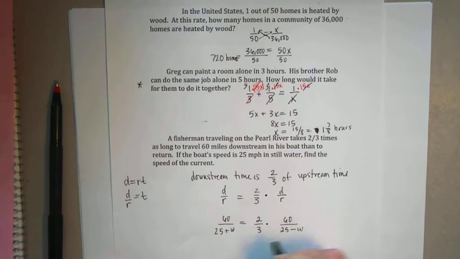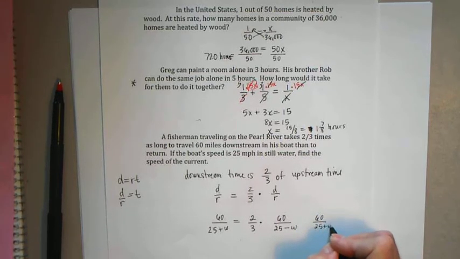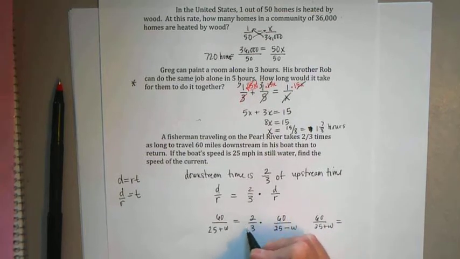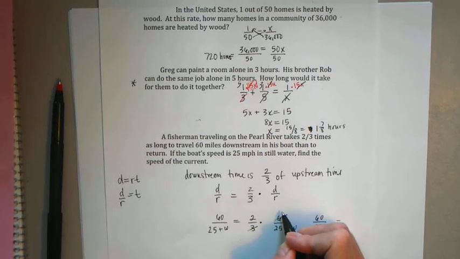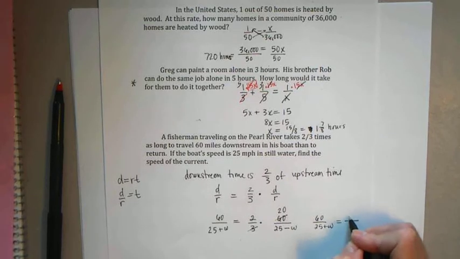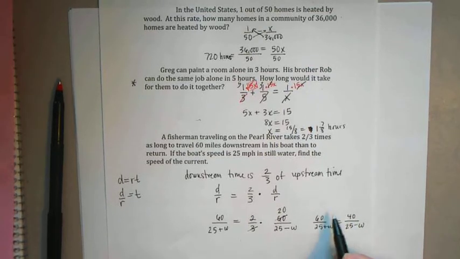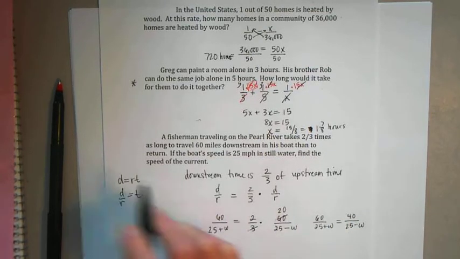So maybe I'll take this step. Since I'm running out of room, I'll go beside me. I'll take this step and just simplify that. I'm going to combine it by reducing, because I know 3 goes into 3, 1, and 3 goes into 60, 20. So I have 2 times 20, so I have 40 on top, and I have 25 minus W on the bottom. So just a little bit smaller equation to work with.